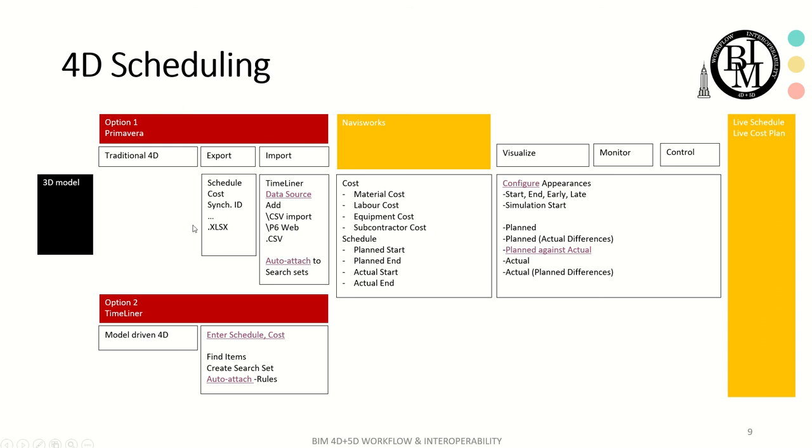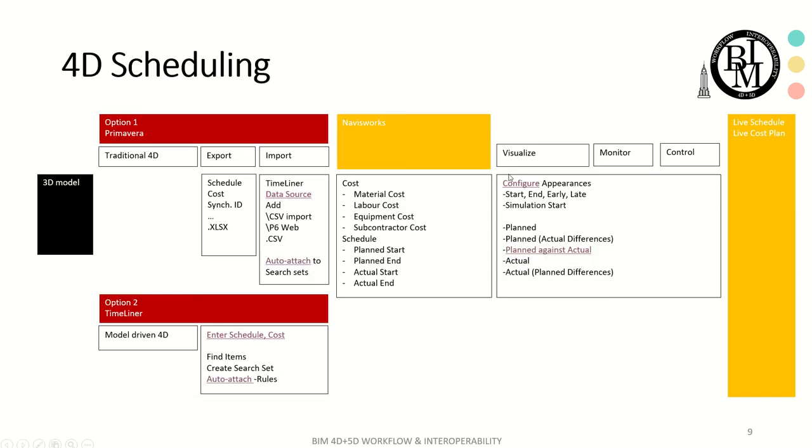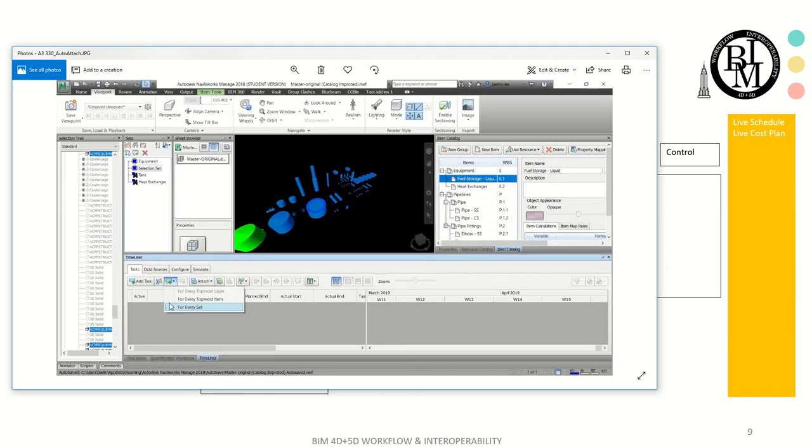So you export as XLSX, and then you use the data source tab of Timeliner to add that information as a CSV. Then you will use this auto attach tool to connect this 3D model and the schedule that you just imported. So the connection happens just right here.